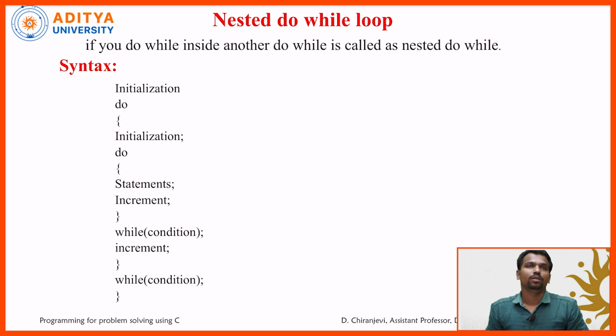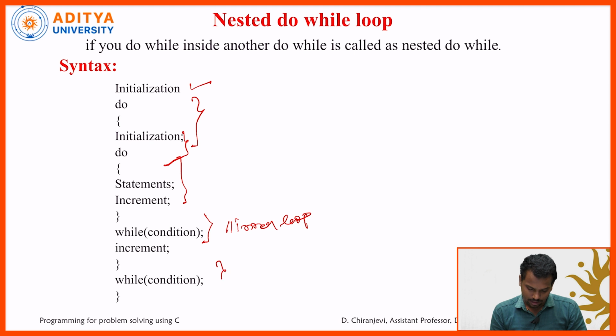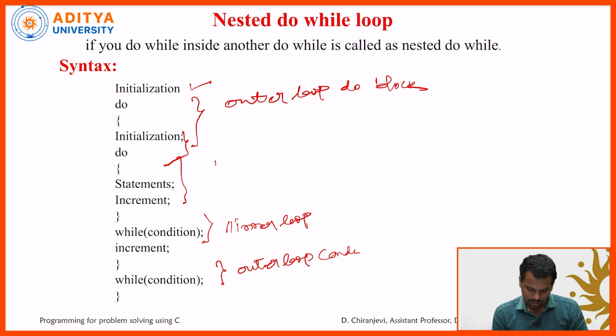Then nested do while. If you write a do while inside another do while, it is known as nested do while. So the syntax is, we will have the initialization of the outer loop, and then the outer loop do block. Inside that outer loop do, we write the inner loop initialization and do block, then the inner loop condition here, and then the outer loop condition. Okay, so this first do is the outer loop do block, and the one inside is the inner loop do block.